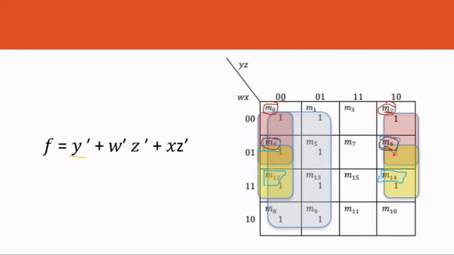Okay, as for Y, the value of Y for M4 is 0. But if we look at the value of Y for M6, Y is equal to 1. So they have different values of Y, so Y will be cancelled out. And then let's look at Z, I'm sorry. So do they have the same value of Z? For M4 and M12, this is Z, so both of them have Z prime. And for M6 and M14, both of them also have the same value.